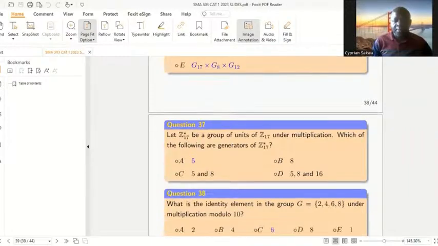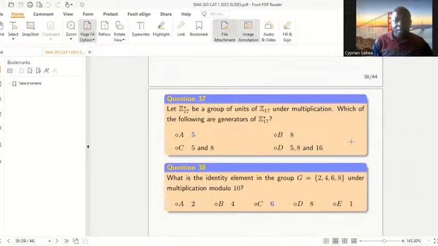Question 37. Question 37 says, let Z17 star be a group of units. We know what units are. Units of Z17 are elements which are relatively prime to 17. So when you talk of units of 17, they are numbers which are relatively prime to 17.